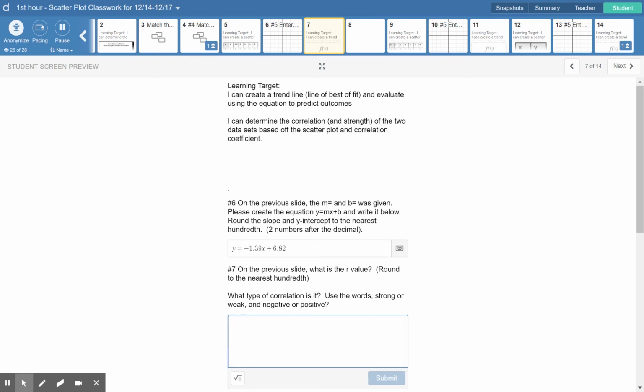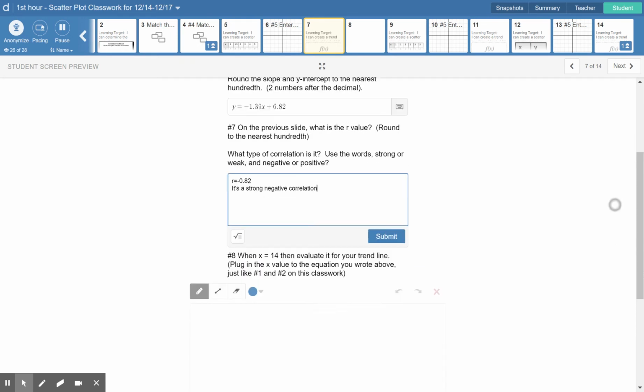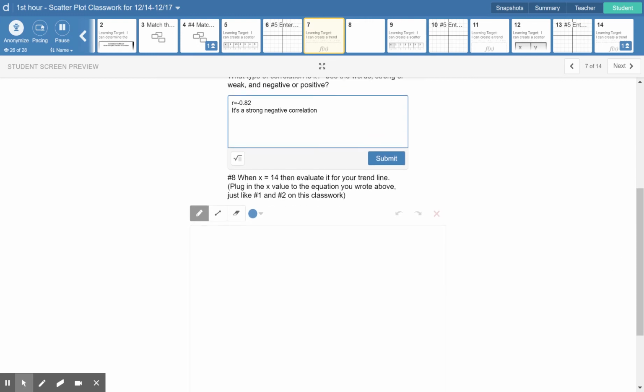So it says on the previous slide, what was the R value? The R value here was negative 0.82. What type of correlation is it? So it's a strong negative correlation because it's close to negative 1. Now for number 8, you want to use the same equation that we used up there. So I wrote, this is our trend line.